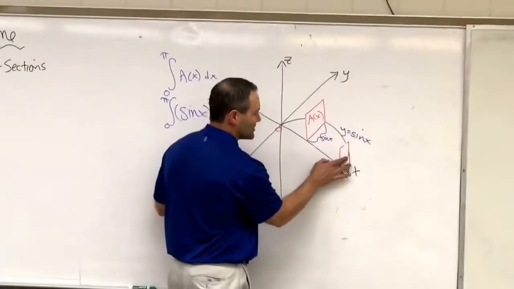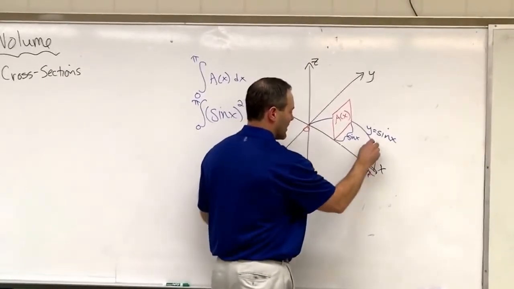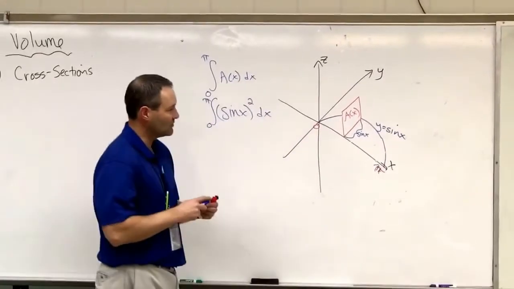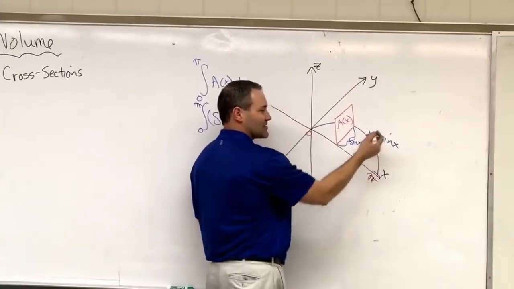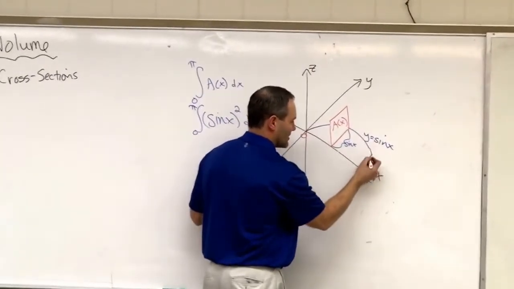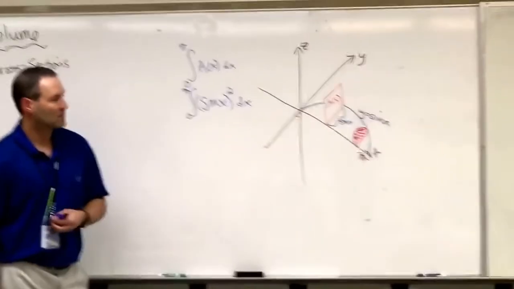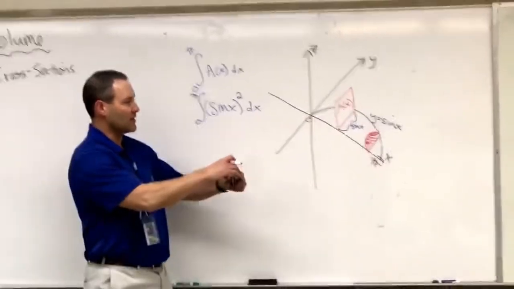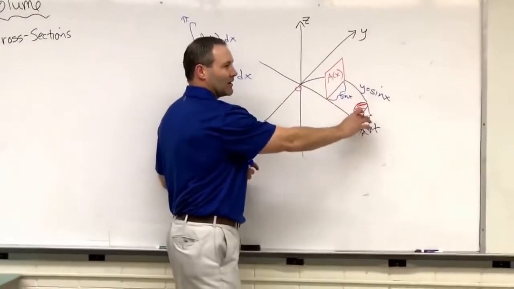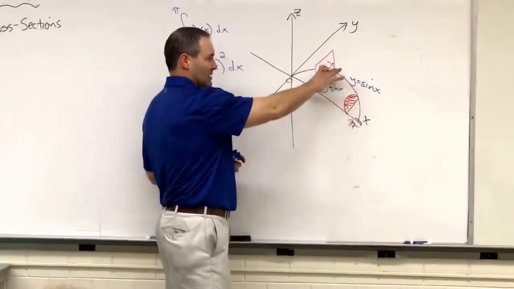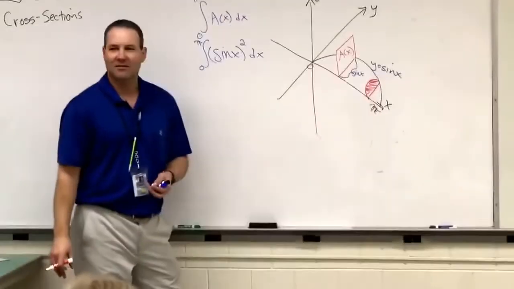Okay, so same scenario. I'm not going to redraw it, but let's do a different cross section. Let's say it's a half circle whose diameter goes from the x-axis to sine x. Can you see that this is a half circle? It's kind of like the back of an armadillo, if you can imagine that. It gets bigger, then it gets smaller.